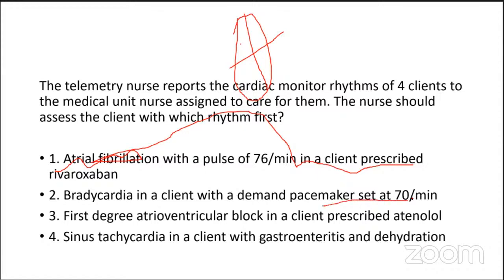So again, that's it there. There's a reason they gave us this information, that this client is on a demand pacemaker, and yet he's bradycardic. So I would be concerned about the client in option 2. How about number 3? A client with a first-degree AV block, in a client prescribed atenolol. Again, would I have any reason to be concerned that this client who has a heart block, a first-degree AV block, is prescribed atenolol?